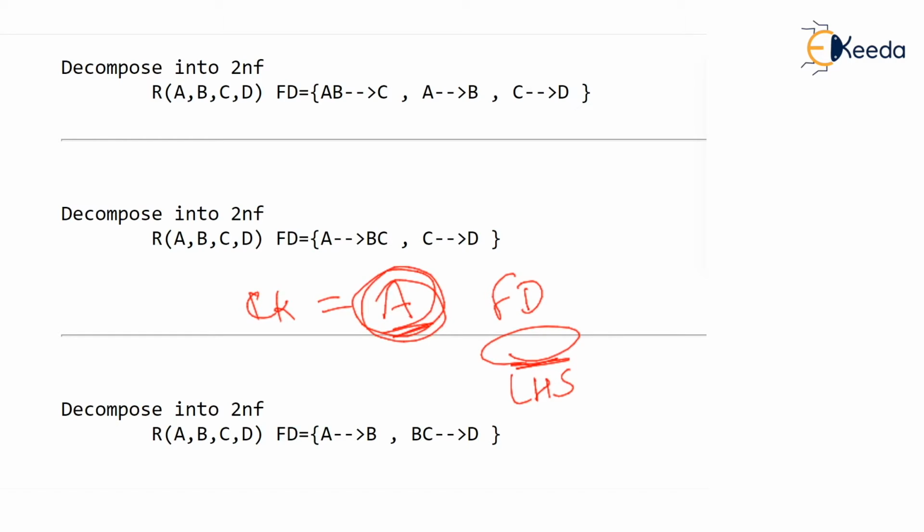Come on, the candidate key itself contains only one attribute. So check out A determines BC. The left hand side is perfectly a candidate key. A is a candidate key, not a part of the candidate key. And the right hand side is the non-prime attributes B and C.